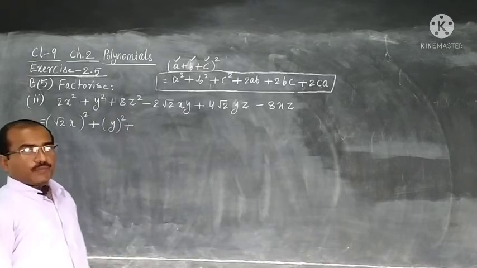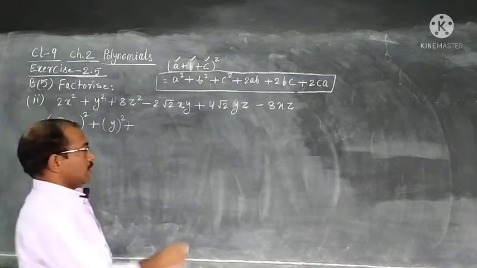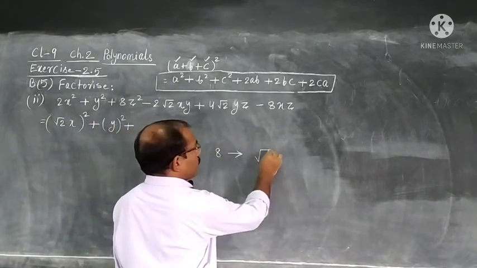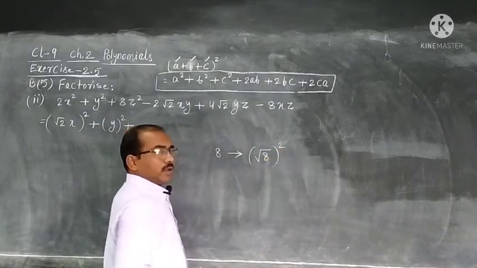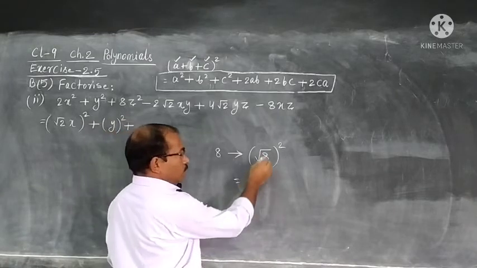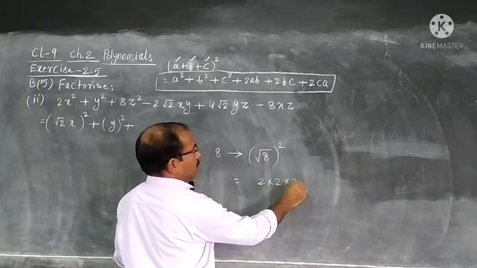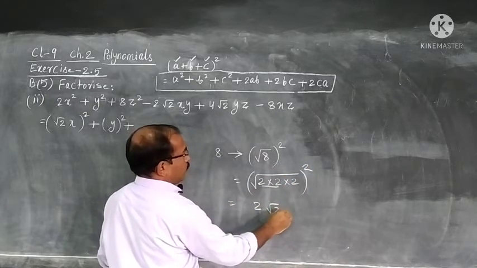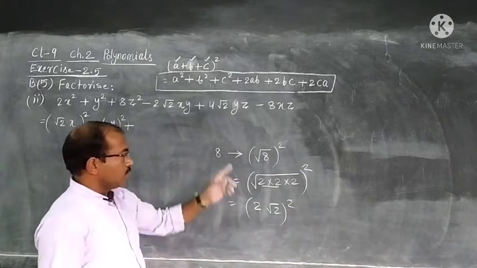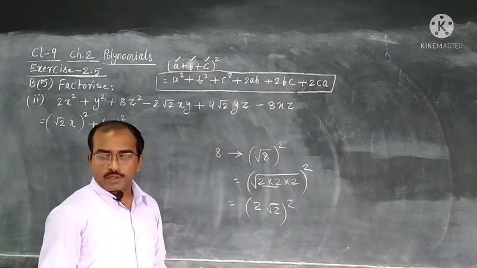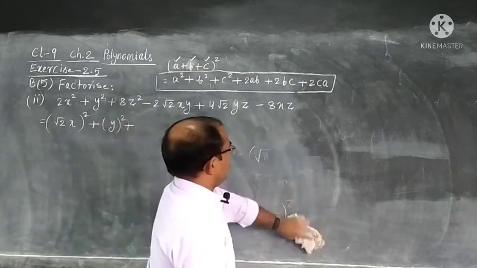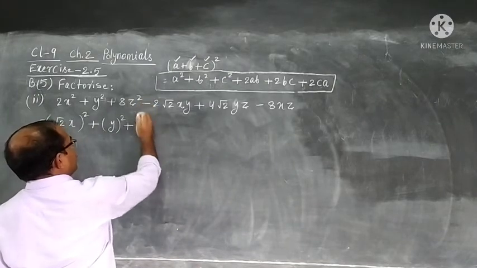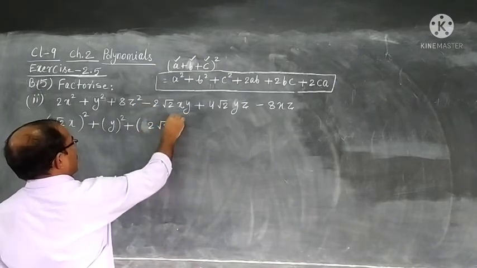And then again 8. 8 is also a non-perfect square number. How will we arrange it in perfect square form? We will put root 8 and a square. But root 8, what can we do? Still we can do something: 2 into 2 into 2. It has a square, so 2 comes out, root 2 square. So, 8 we can write as 2 root 2 square. We will do that. So, 2 root 2 square, z square.